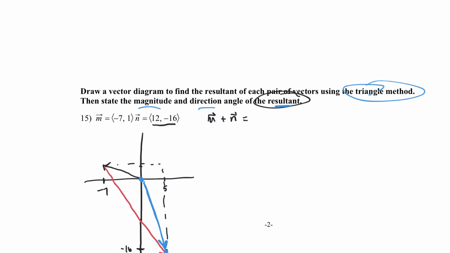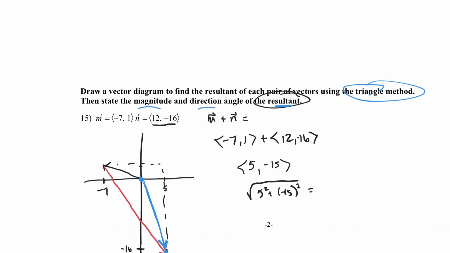Now, ultimately, it says for me to find the magnitude and direction. I'm going to be honest, I'm not really going to use the picture. The algebra here is so much safer to use. So we're going to write this out: -7, 1 plus 12, -16. If I were to add these together, -7 plus 12 is going to be 5. And then +1 minus 16 is going to be -15. I'm going to find the magnitude for this particular situation, which is going to be the square root of 5 squared plus -15 squared. That's going to turn out to be 15.81 approximately.